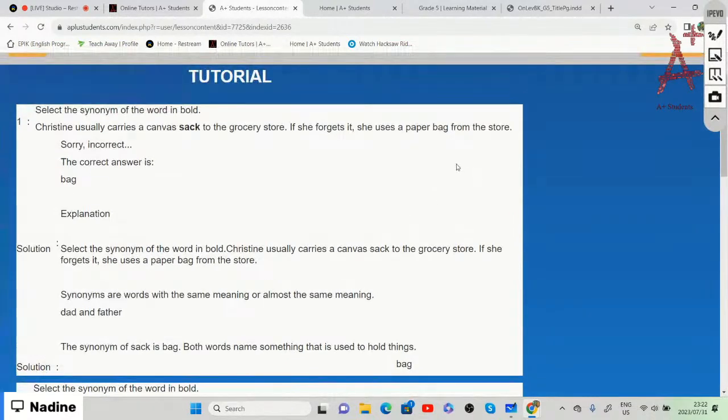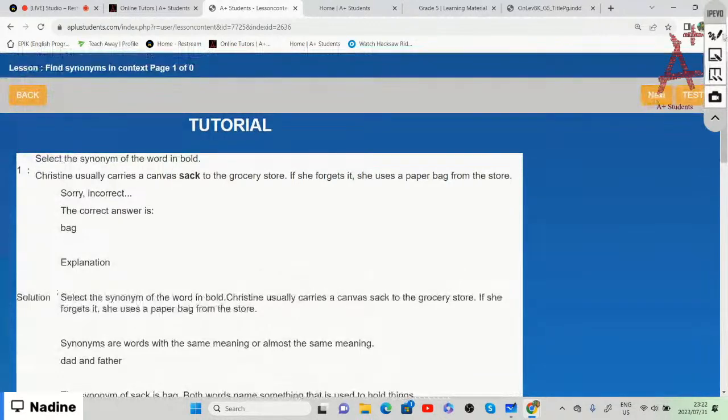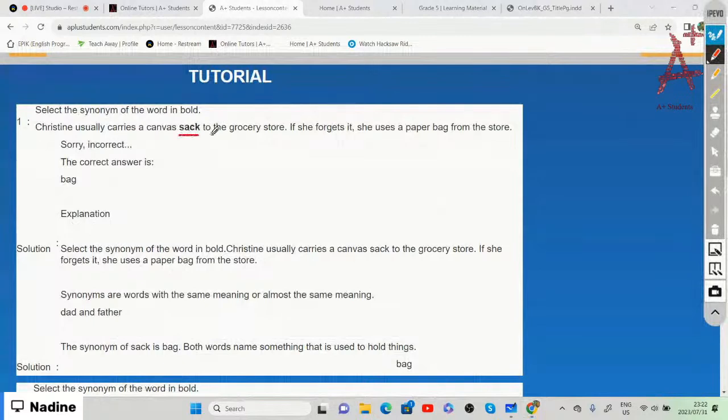Okay, so now we are going to find synonyms in context. Christine usually carries a canvas sack to the grocery store. If she forgets it, she uses a paper bag from the store.